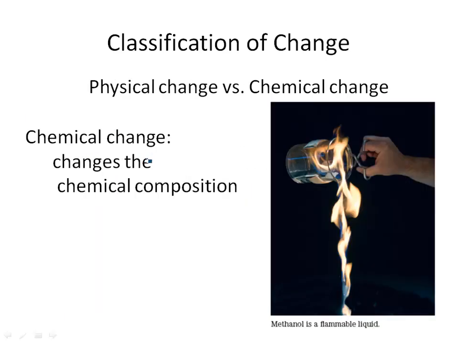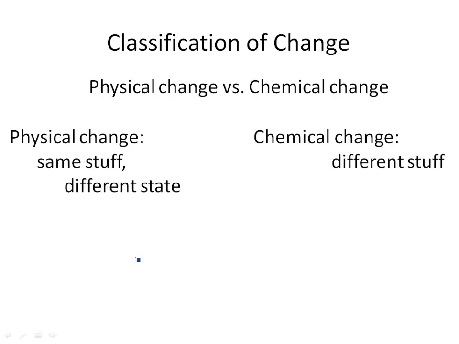composition. If you do something like burn something, this is a picture of burning methanol. If you burn methanol, what happens is the methanol changes into carbon dioxide and water. The methanol and oxygen react to form carbon dioxide and water. So you've taken some chemical entities and you've made new chemical entities. Because the chemical entities have changed, you don't have the same stuff, you now have done a chemical change. So physical change is the same stuff in a different state. Chemical change is different stuff.